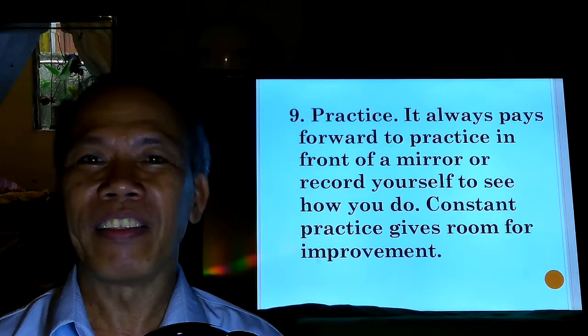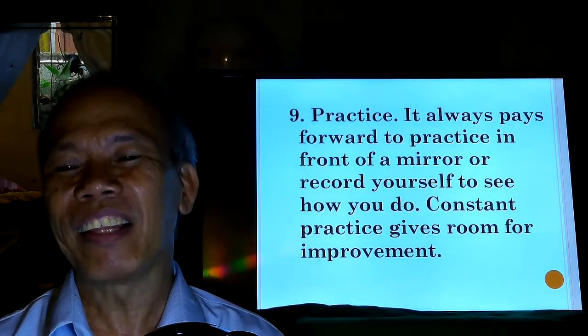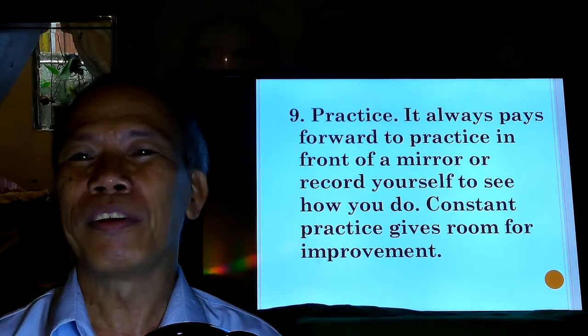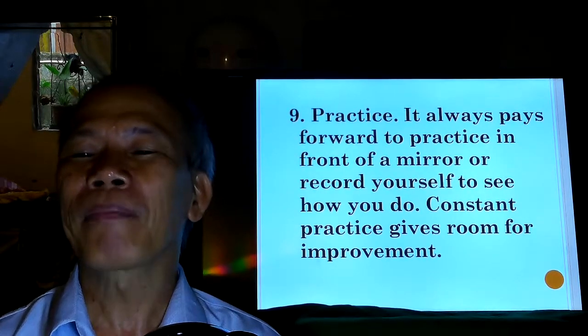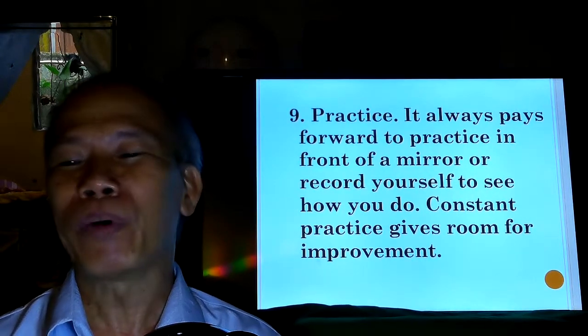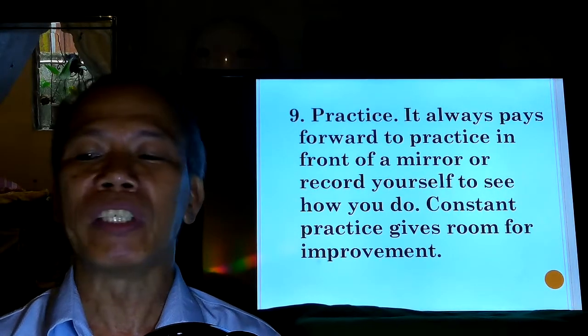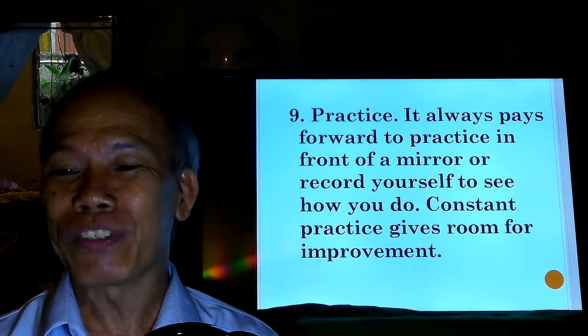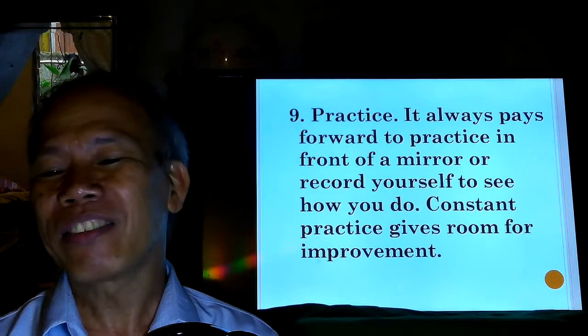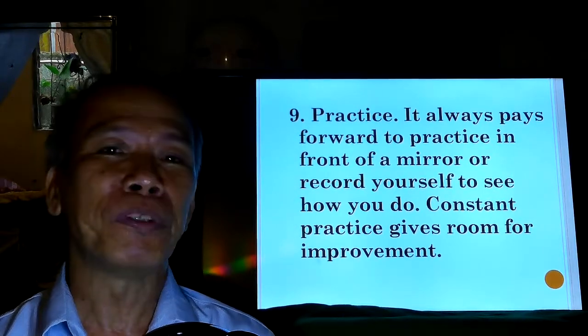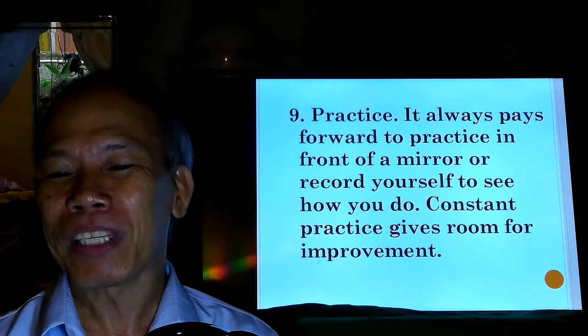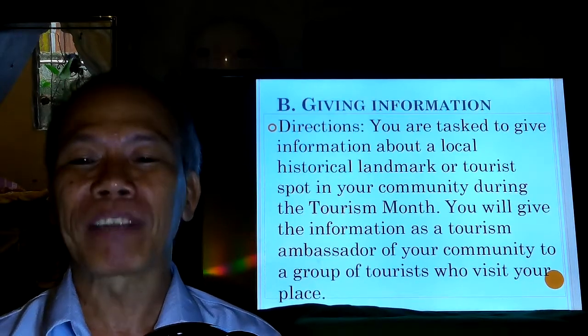Practice. Okay, this is the 9th and the last point to consider in speaking. Always face forward, practice in front of a mirror, or record yourself to see how you do. Constant practice gives room for improvement, but correct practice makes perfect.